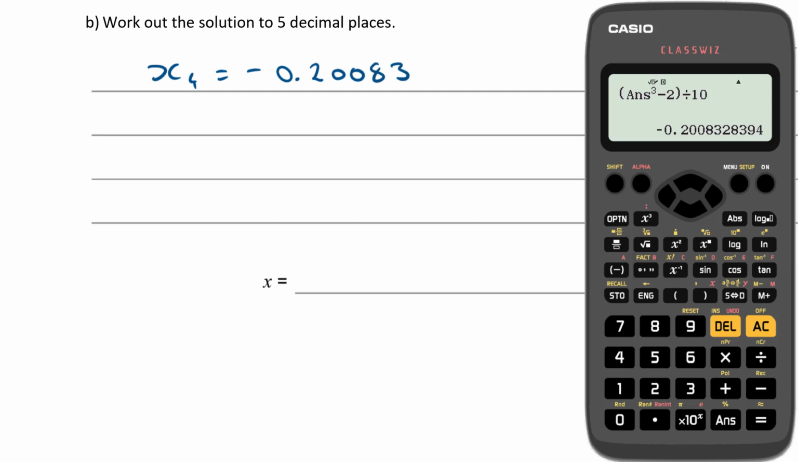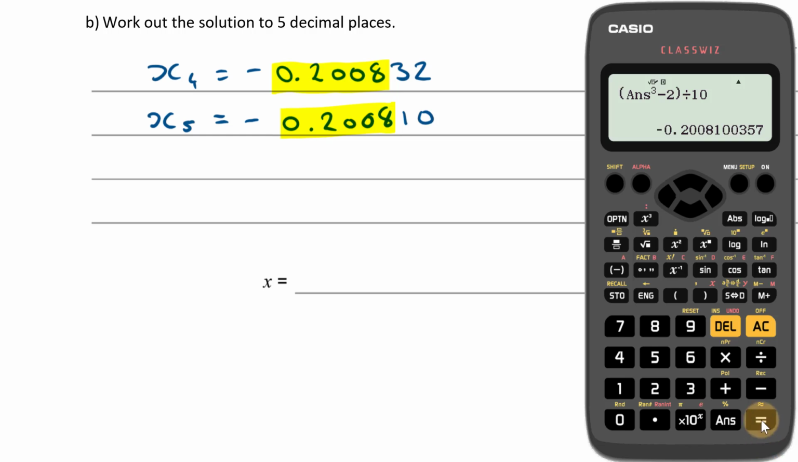Now it wants me to show it's settling down on 5 decimal places, so I'm going to write down the first 6 for now, and then let's generate x5. So press the equal button again. You can see that gives me minus 0.2008110. Okay, so you can see it's kind of settled down up to about here so far, to 4 decimal places. Let's do another one.